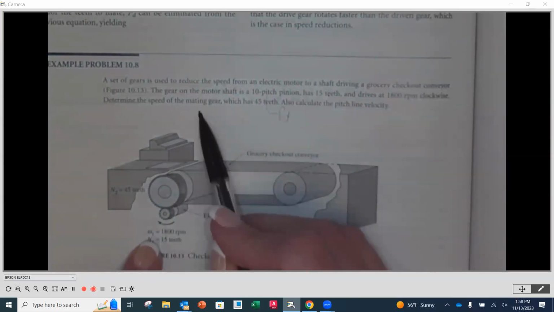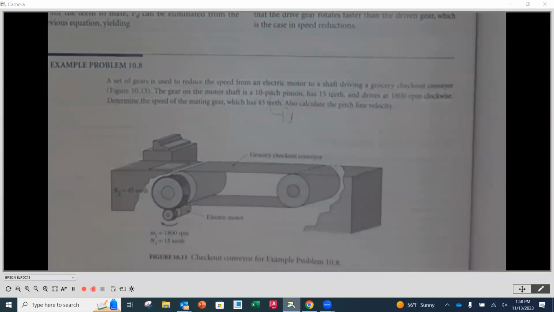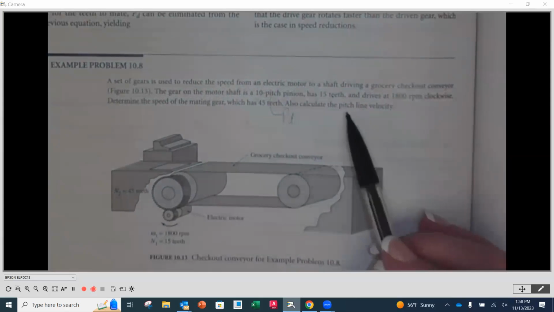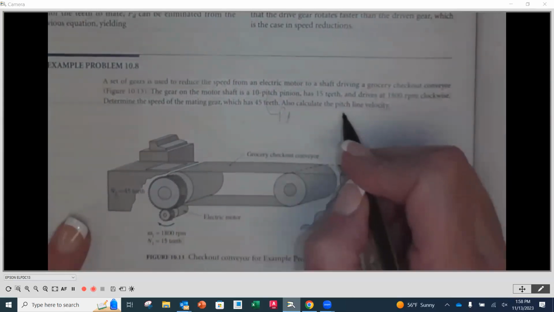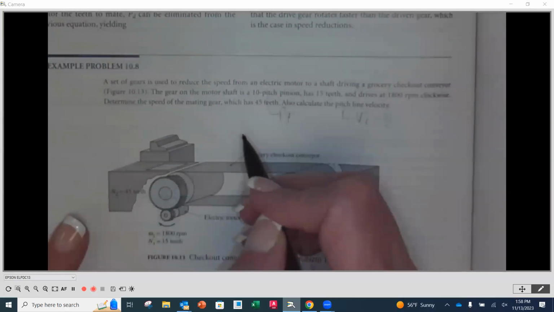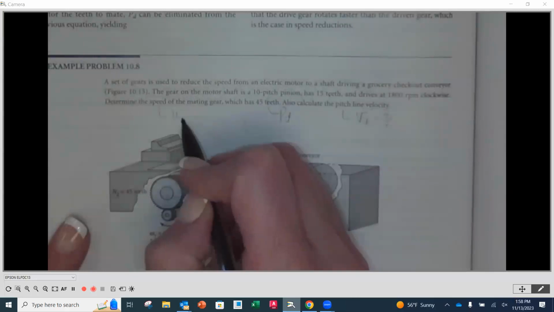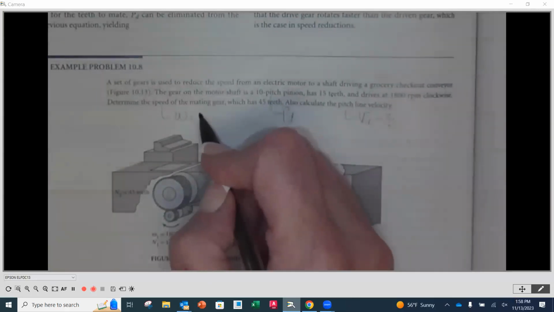Determine the speed of the mating gear. So how fast is the 45 tooth gear going around? And it also says to calculate the pitch line velocity. That's going to be our V_t. So this is going to be V_t, the pitch line velocity. And then we want to know what is the speed of the mating gear. That's going to be our W2. What is W2?